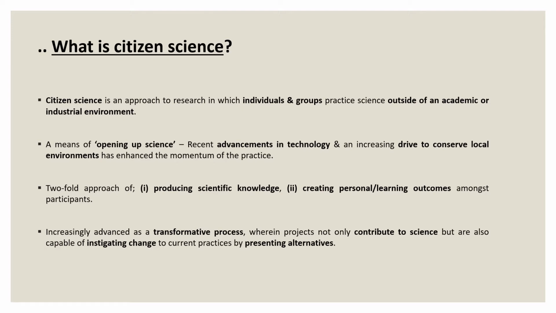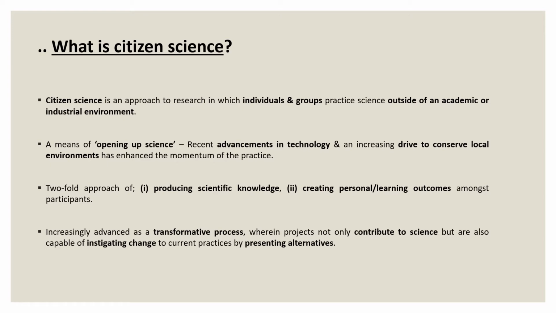What sets citizen science apart from other participatory research approaches is its ability to create transformative change. Due to the exceedingly active forms of participation that citizen science projects are seen to introduce, many projects not only contribute towards science, but also have the capability of instigating change to current practices by presenting alternative forms of knowledge and action. This is the more radical potential of citizen science, and we will explore this capacity in more detail later in the presentation.